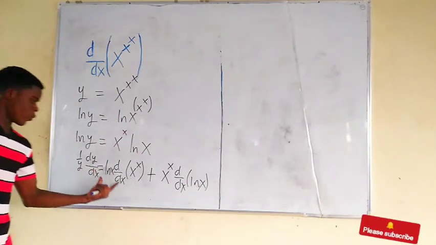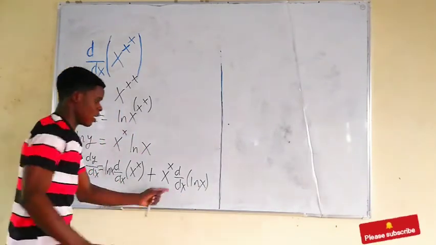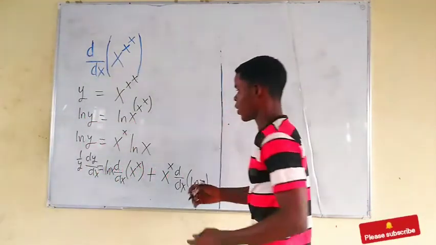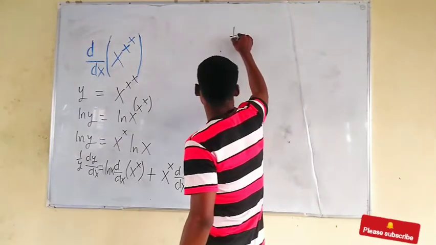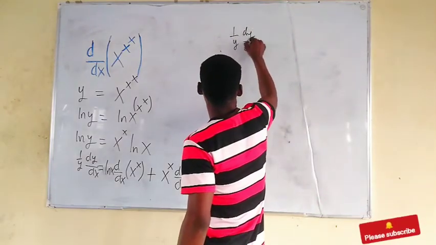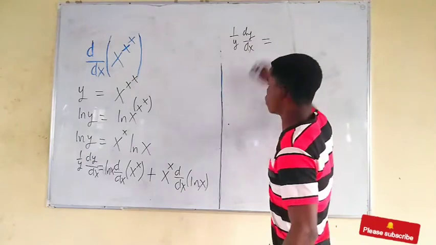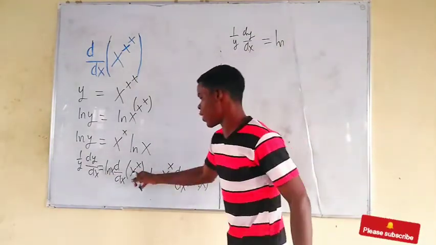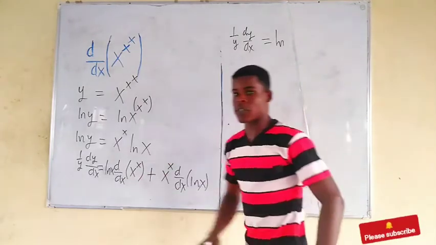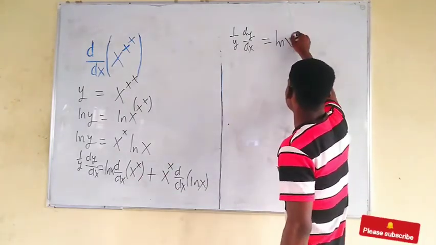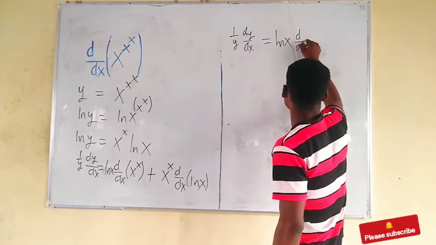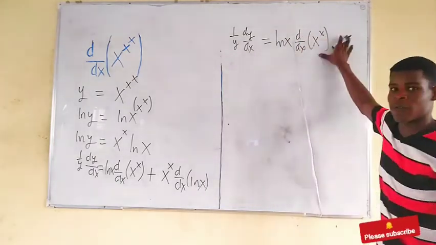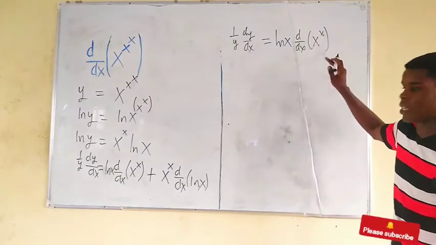Well, we can do this one, right? Yes. But how about this? Let's take it up there. I will have 1 over y dy dx is equal to, we know ln x. Now, what's the derivative of x to the x power with respect to x? Well, that is the problem now. The derivative with respect to x of x to the x power, it will be necessary for us to differentiate this, then we just plug it in right there, alright?